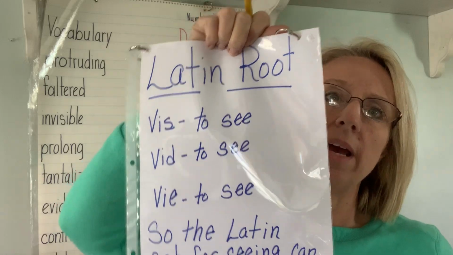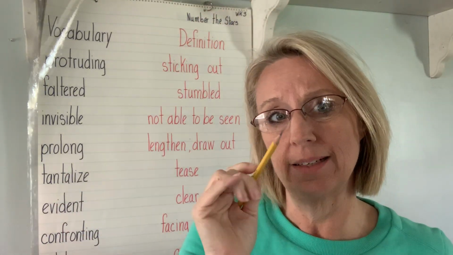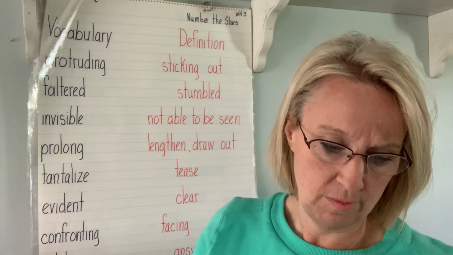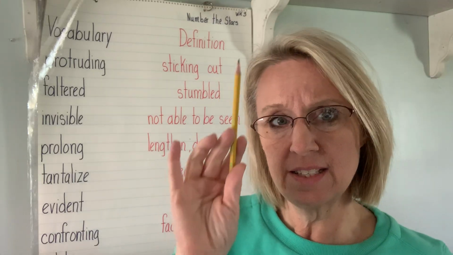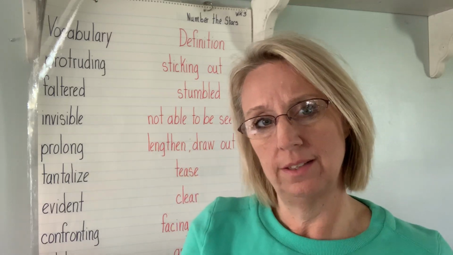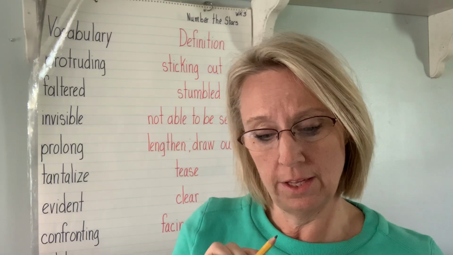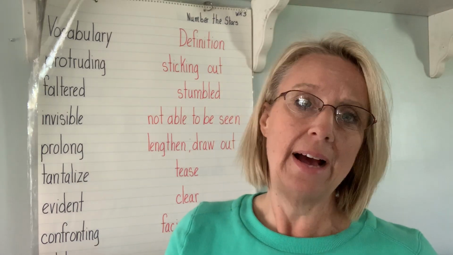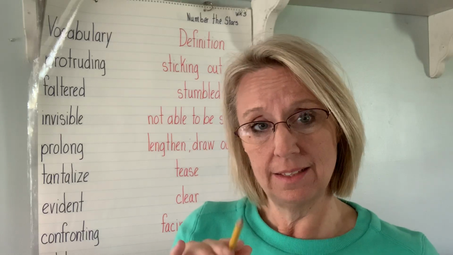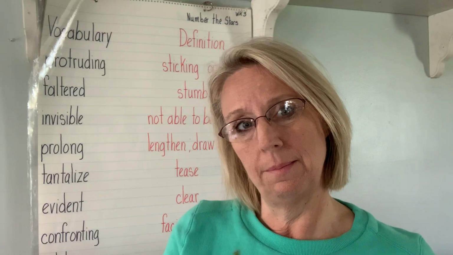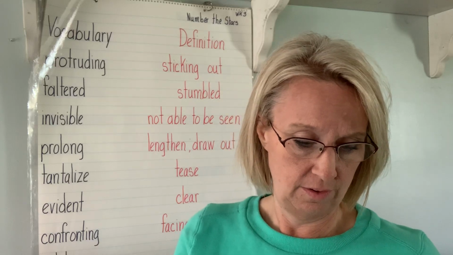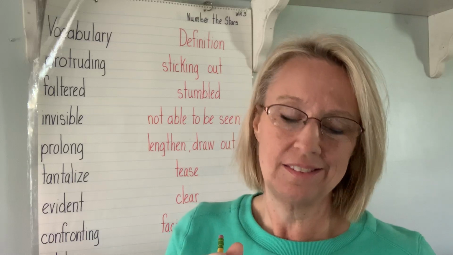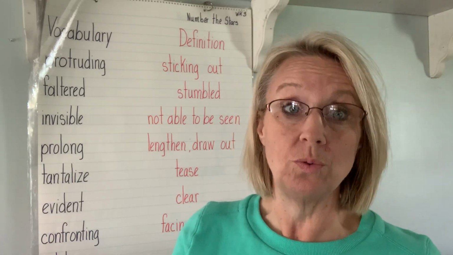So why don't you really quick write that in your journals. Write Latin root. And then write vis, V-I-S, dash, and then write the definition, to see. Then you're going to write vid, V-I-D, with the dash. That means to see. And then you're going to write V-I-E, dash, and that means to see.